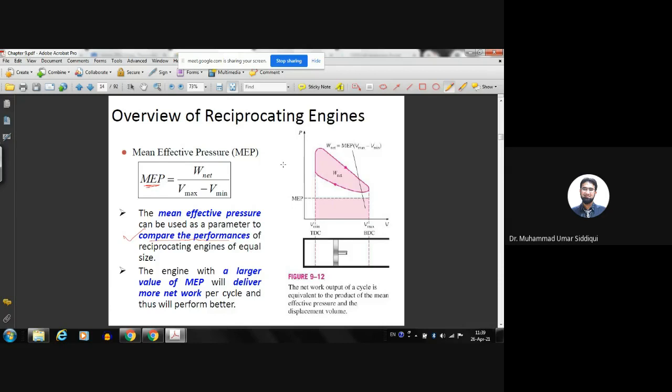Okay. Anyways, formula-wise, the mean effective pressure is given by the net work divided by the maximum volume minus the minimum volume. And this will be the formula for the mean effective pressure.